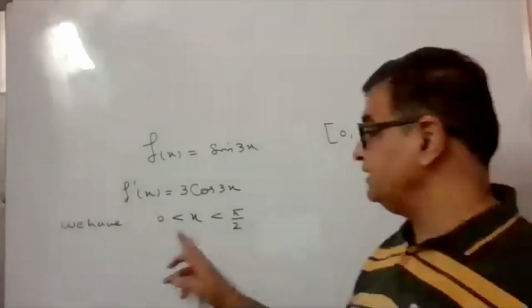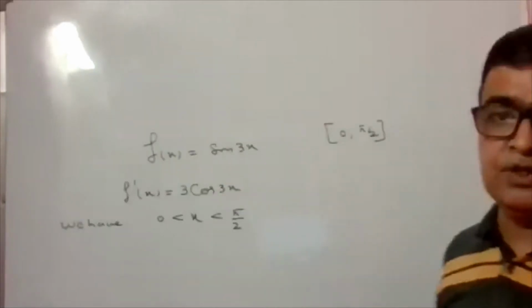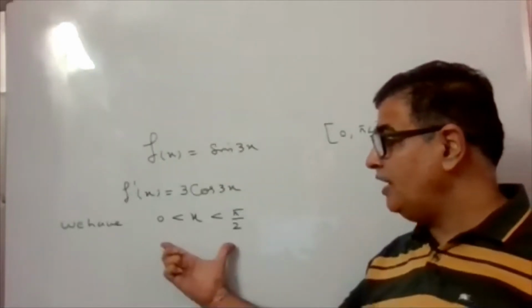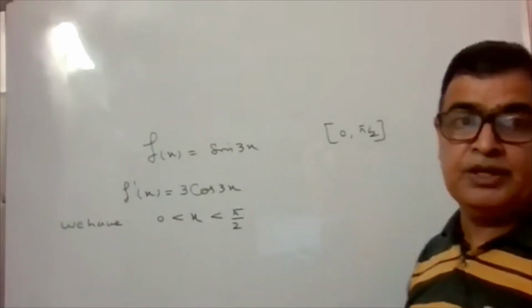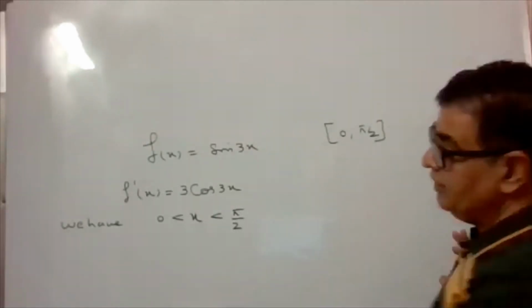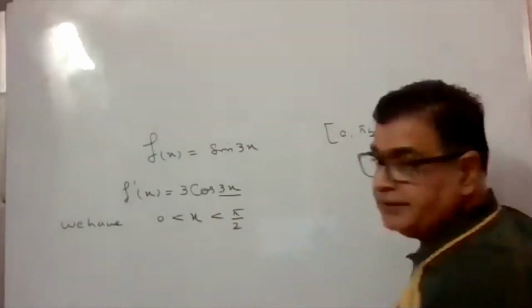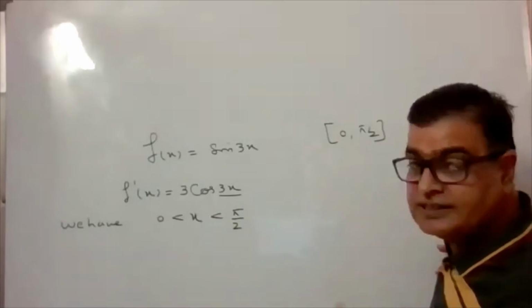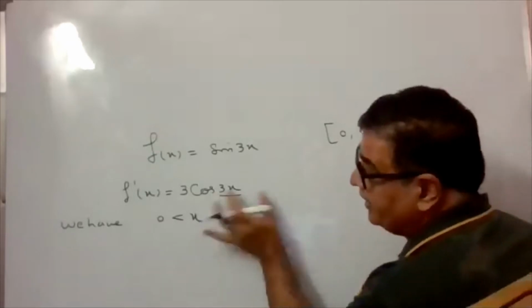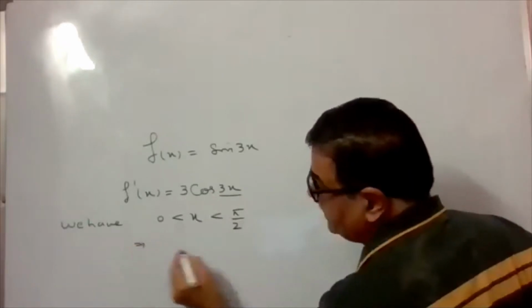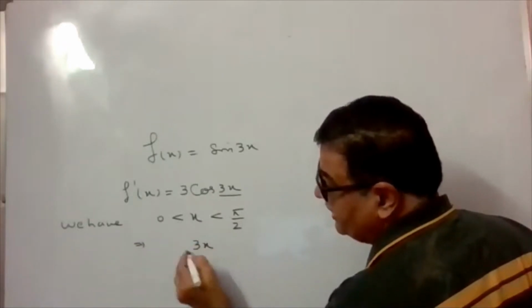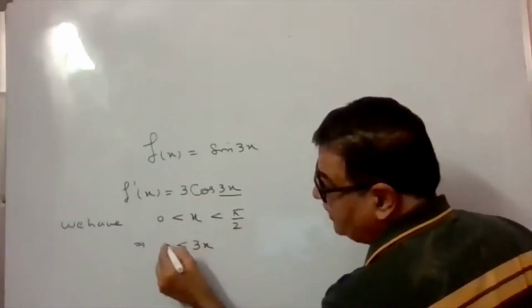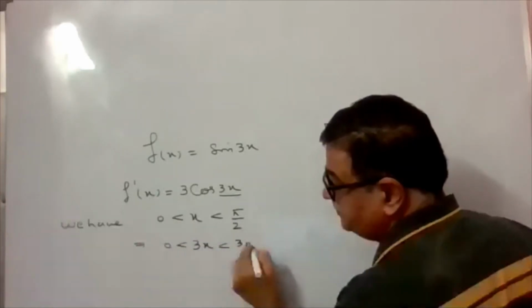We have x coming between 0 and pi by 2. And as x is between 0 and pi by 2, we are considering 3x here because the derivative will have cos 3x. So if x is between 0 and pi by 2, where will this angle go? When I multiply by 3 throughout, it will go from 0 to 3 pi by 2.